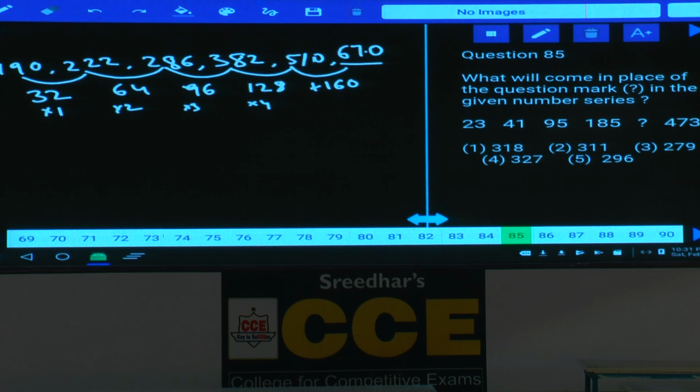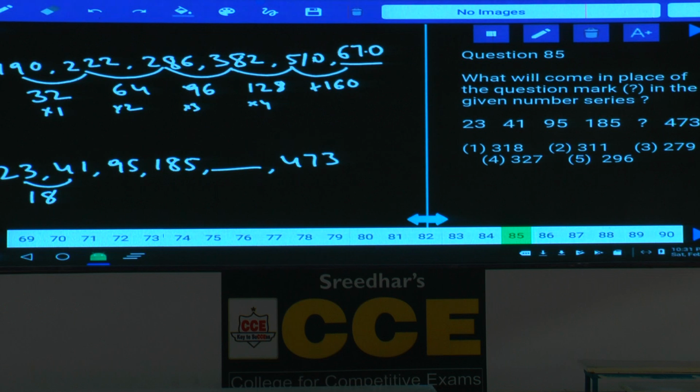Now in this question number 85, again the numbers are increasing at a smaller rate, it must be under difference. 23, 41, 95, 185, blank, 473. Now the difference between 23 and 41, tell me what is the difference between these two? 23 plus 18 is 41. 41 and 95, the difference between these two is 54. 95 and 185, now the difference between these two is 90. 18, 54, 90, then how to express this one? 18 into 1, 18 into 3, 18 into 5, next one is 18 into 7. What is 18 into 7? 18 into 7 must be 126.